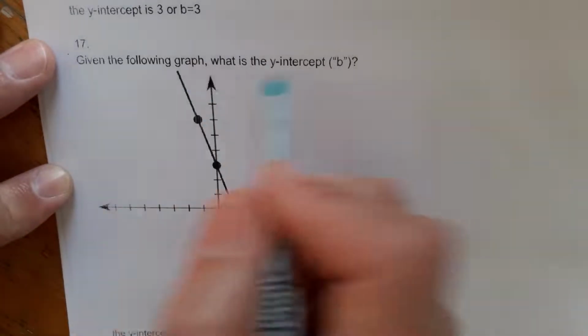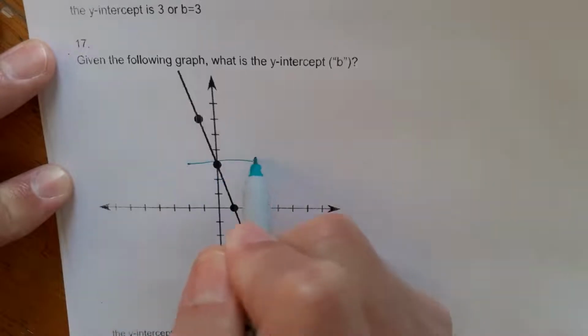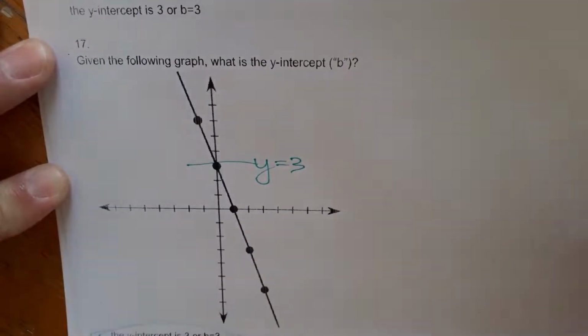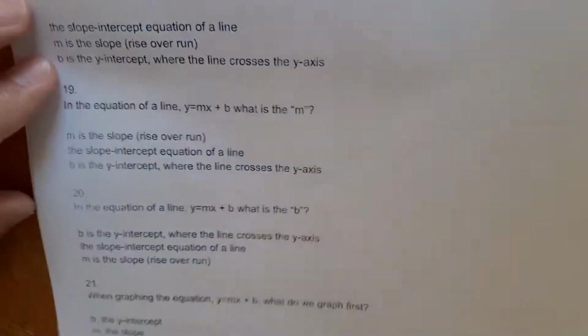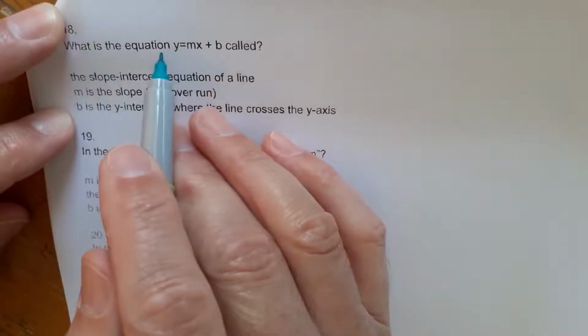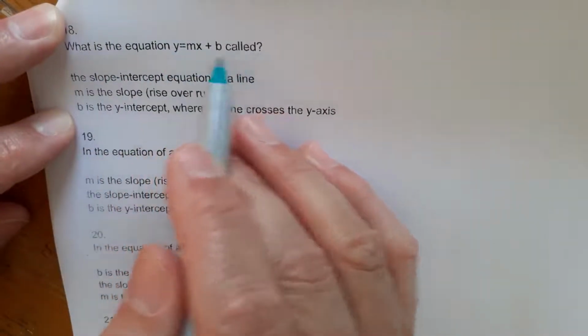Okay, so what's the y-intercept here? It crosses at 1, 2, 3, y equals 3. That's the y-intercept. All right, that means b equals 3 also. So when I start to build the slope-intercept formula, which, imagine that, what is the equation? Y equals mx plus b.